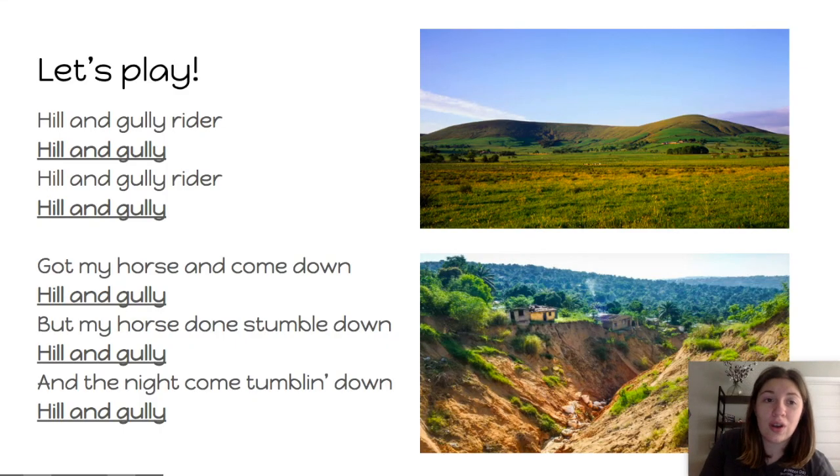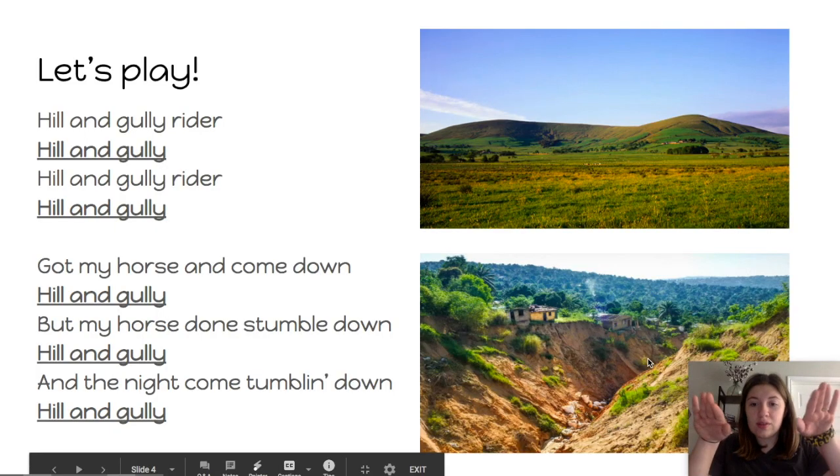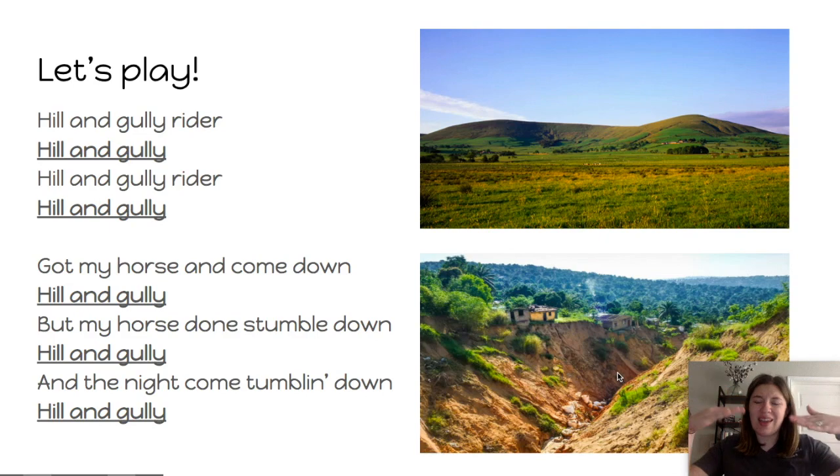We have a new song today. This song is called Hill and Gully Rider. This song comes from Jamaica. The hill, as you can see, is kind of like a small mountain. A gully is a deep erosion that is created by water. So it's kind of the opposite of a hill.